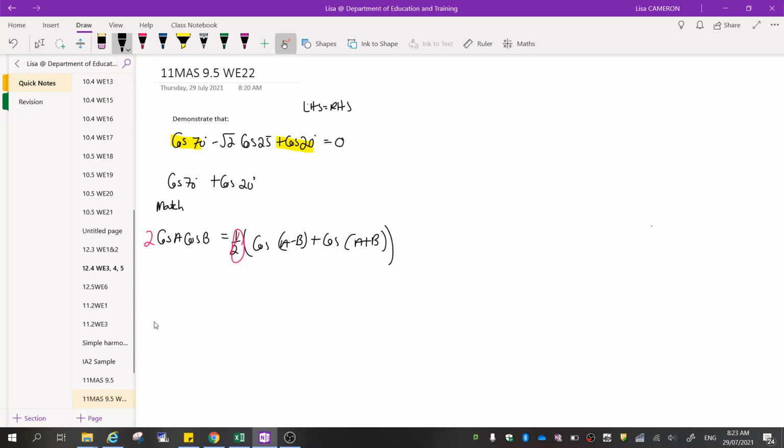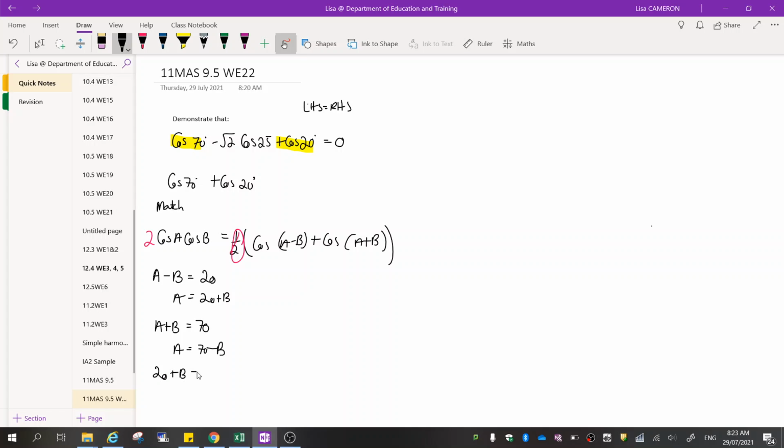So I want to determine the value of A. So A minus B is going to be equal to the smaller one because when you take something away, it's going to get smaller. So equals 20, which means A is equal to 20 plus B. And then A plus B is going to be equal to 70. So A equals 70 minus B. Now we can solve simultaneously.